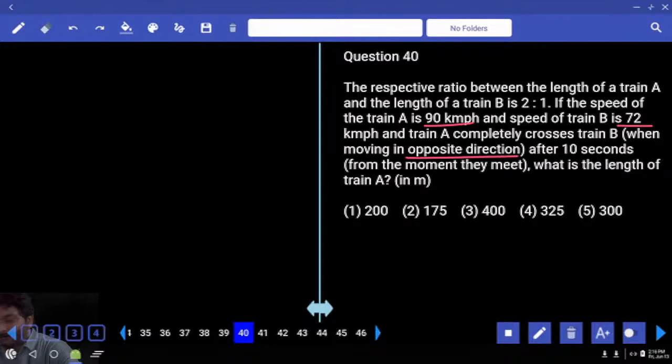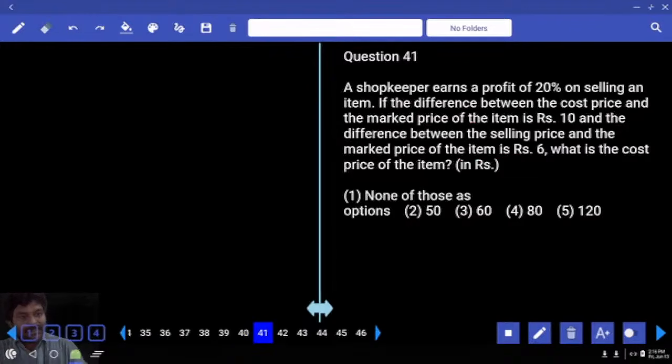You got it? Right. A shopkeeper earns a profit of 20% on selling an item if the difference between the cost price and market price of the item is 10. And the difference between selling price and the market price is 6. What is the cost price of the item? You have to use your basic common sense now. Market price, is it going to be more than cost price or less than cost price? And with respect to selling price, market price is going to be more or less?